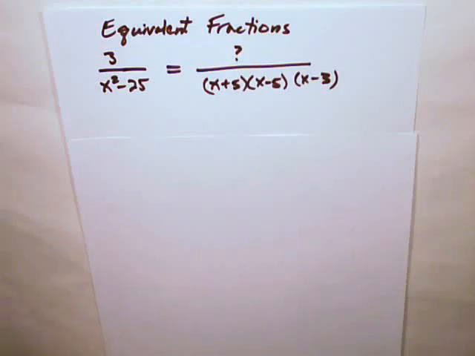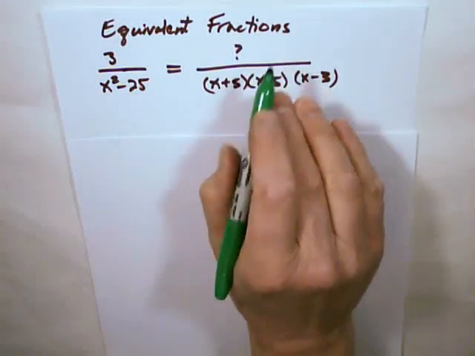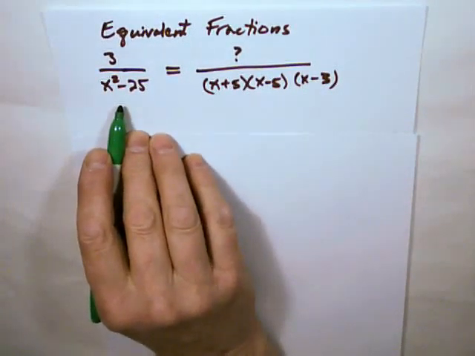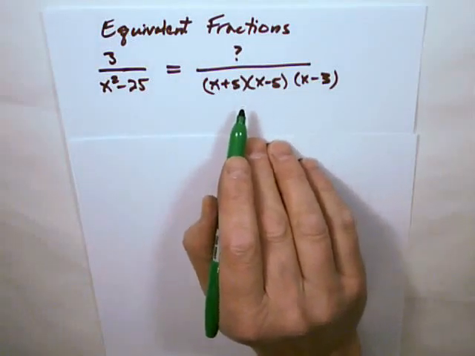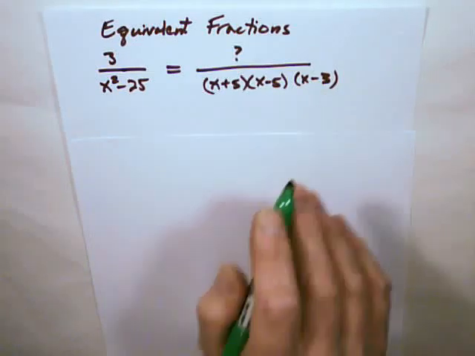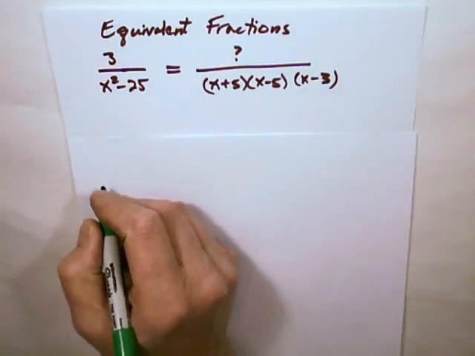Now, before we start talking about how to add or subtract rational expressions with denominators that are not the same, we need to review the idea of equivalent fractions. The idea here is that we have a rational expression, and we want to express that as an equivalent rational expression with a different denominator.